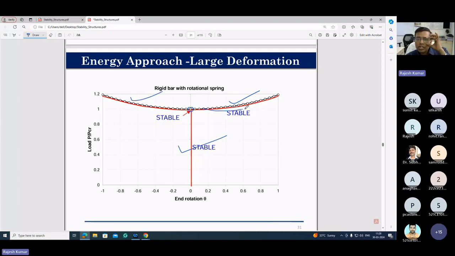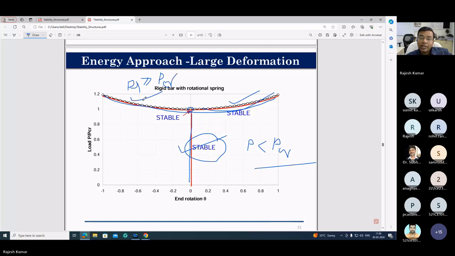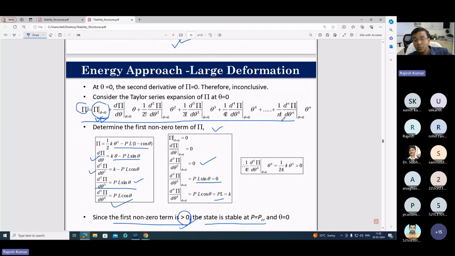The secondary path is also stable. You look at this: this is known as the secondary path and this is known as the primary path. The primary path is also stable because P is less than PCR, and for a small deformation theory you can find it. For P greater than PCR, you have to use large deformation theory, and from there you check whether it is stable or not. Exactly at theta equal to 0 and P equal to PCR, you have to check with the help of Taylor series expansion.